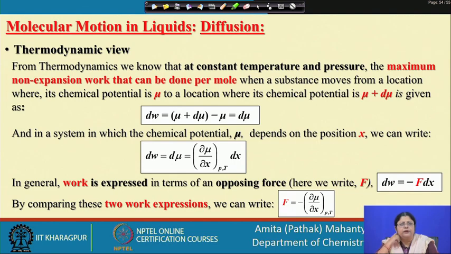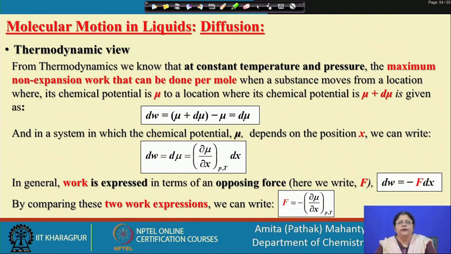Non-expansive means we are not talking about volume increase. When we have a system where you have a volume increase, then we say it is expansive work. When we are talking about non-expansive, that means there is no increase in volume of the system. The maximum non-expansive work per mole is going to be given by the chemical potential, which, as I have told you, is defined as the Gibbs free energy per mole of a pure substance.